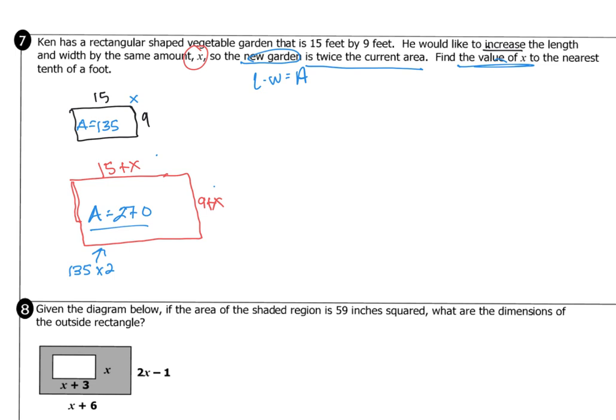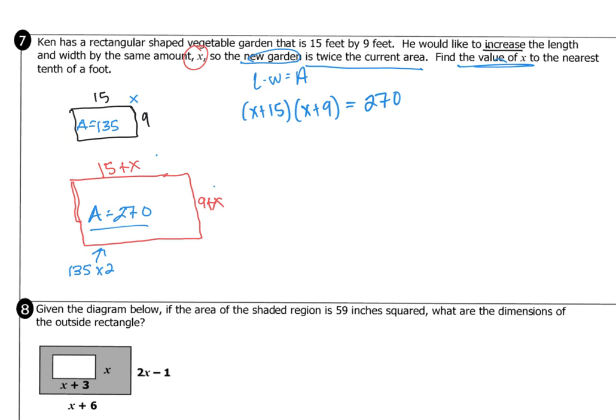It doesn't matter. That's the commutative property of addition. I'm going to write it as x plus 15. And if we multiply it by x plus 9, because I can switch the order, it will equal the area, which we found to be 270. So the first thing we do, we multiply it out. I can FOIL over here on the left side.